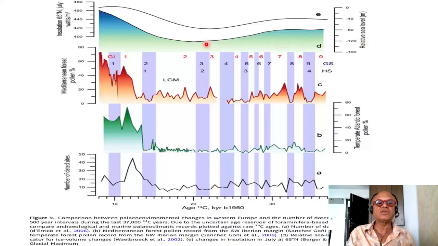Obviously low insolation and cold temperatures correspond to low sea levels, and warm insolations and warm temperatures correspond to high sea levels, and there is a corresponding wet and warm climate and Mediterranean forest pollen records. So you can see all the Greenland interstadials, last glacial maximum. So we are going here from about 40,000 years right up into the Holocene. So you have Greenland stadials, Heinrich stadials, and the various marine isotopic stages.